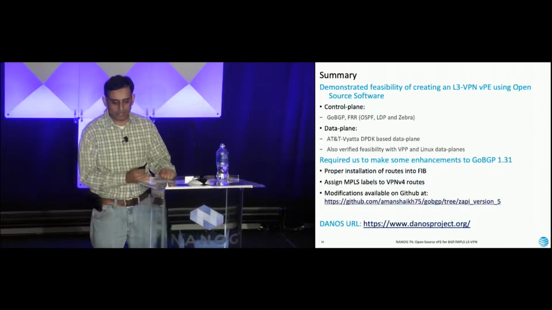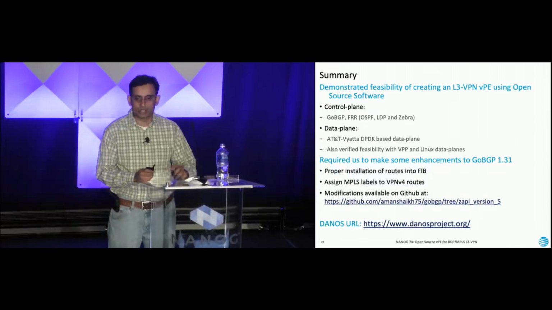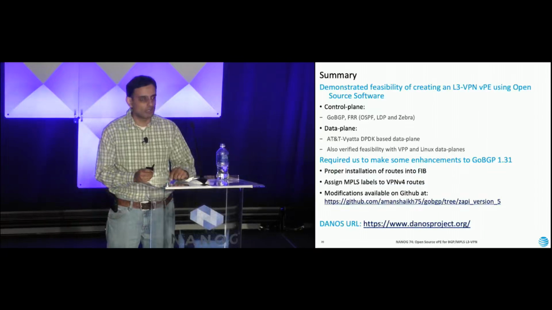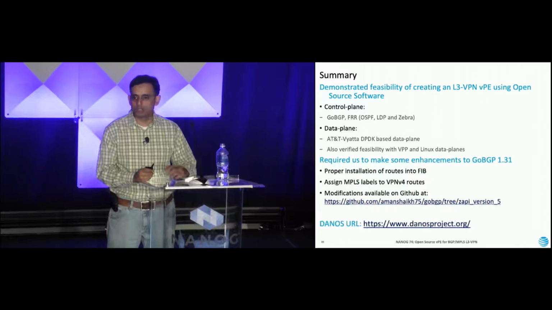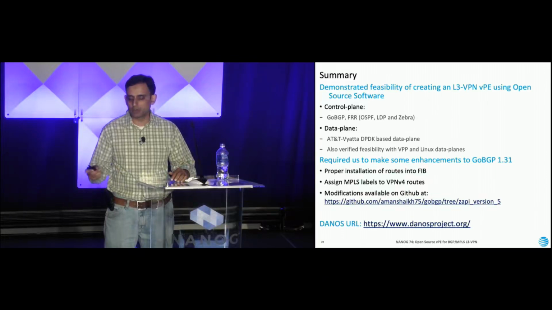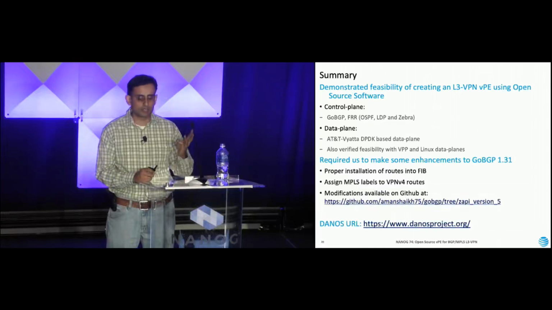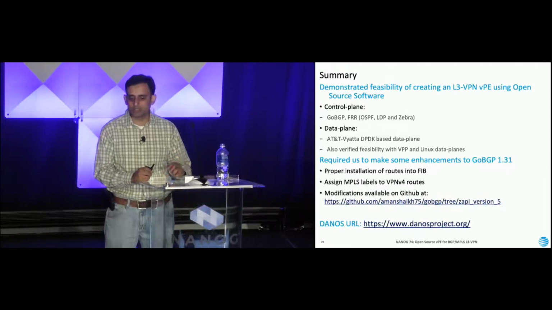So this brings me to my last slide. In summary, what we demonstrated was that we could indeed create a layer 3 VPN VPE using open source software. In particular, we used two softwares for control plane, GoBGP and FRR. And in case of FRR, we ended up using OSPF, LDP, and Zebra daemons of FRR. For data plane, we use three distinct data planes. One is AT&T's Vyatta data plane, which is DPDK based, but we also verified feasibility with VPP and pure Linux forwarding planes.